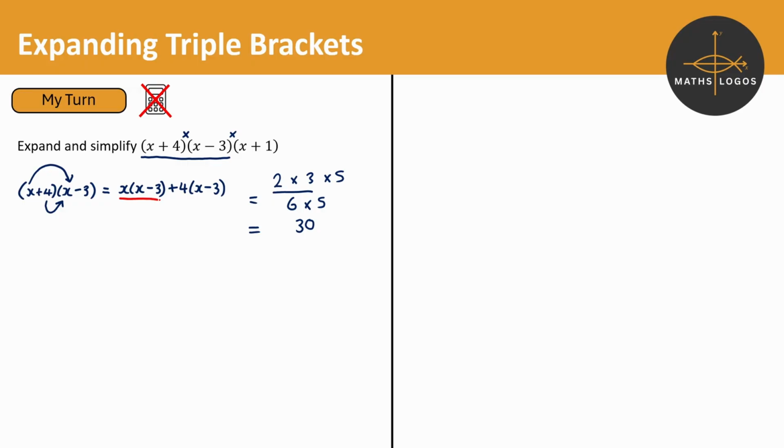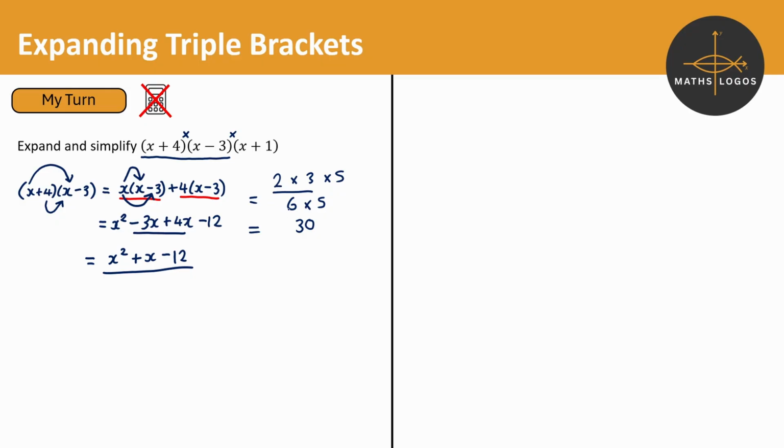From there, I expand each of these single brackets, so this bracket and this bracket in turn. Let's expand our first bracket. X multiplied by x gives me x squared. X multiplied by negative 3 gives me negative 3x. 4 multiplied by x gives me 4x. And 4 multiplied by negative 3 gives me negative 12. Let's tidy up this by collecting our like terms together. Negative 3x add 4x gives me positive x, subtract 12. So that's the result of multiplying these two brackets together.